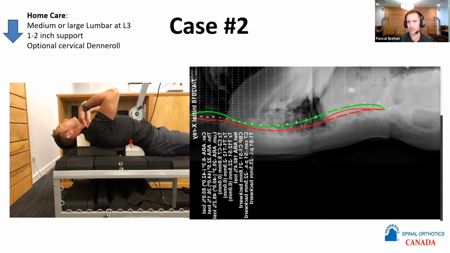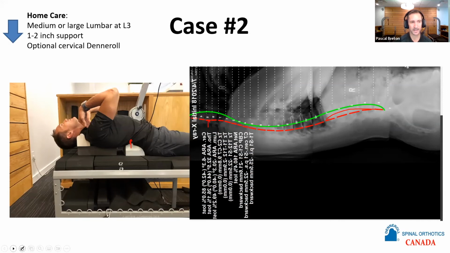This is the 3-inch support, 70 millimeters. You would not want to go more than this, because more than this, you take pressure off the lumbar Denneroll and reduce some of that force that's going to help correct. But yes, you want to give them at least an inch of support if you're going to use a medium lumbar in this case. And again, you could see here that the patient had a flat neck curve. So I also gave him the cervical Denneroll at the same time to do at home.